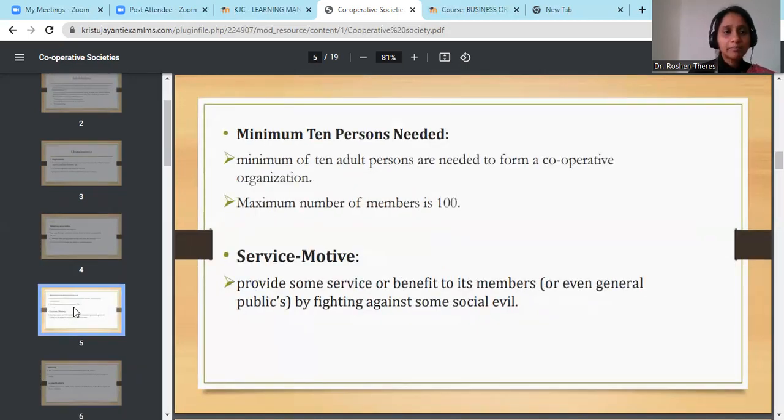Next, we have seen a minimum of 10 persons are required to form the cooperative organization. The maximum number of members is 100. And it is service motive rather than profit motive or competition motive. It is service oriented. The cooperative societies have been formed in order to help the society or to help the weaker sections of the society.